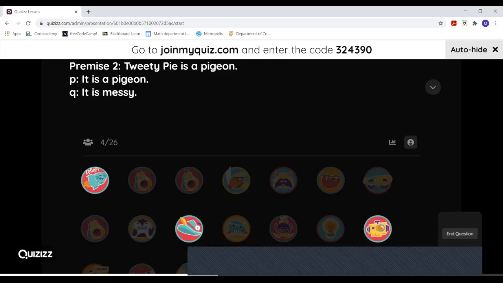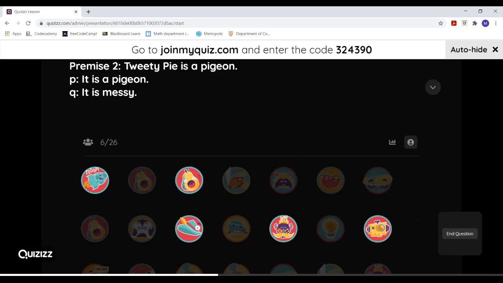Premise 2 is Tweety Pie is a pigeon. And I spelled this out for you on this one. I don't know if I do it on the future slides. But the P is it is a pigeon. The Q is it is messy.